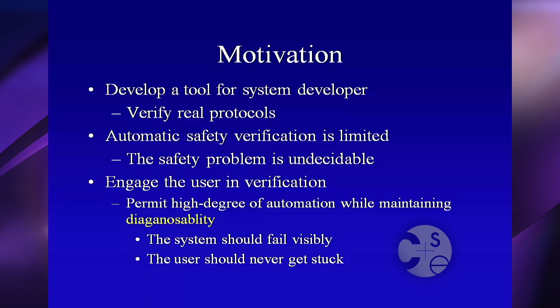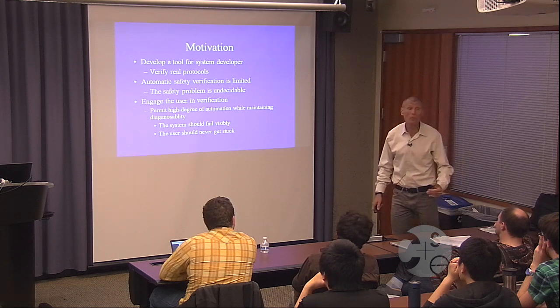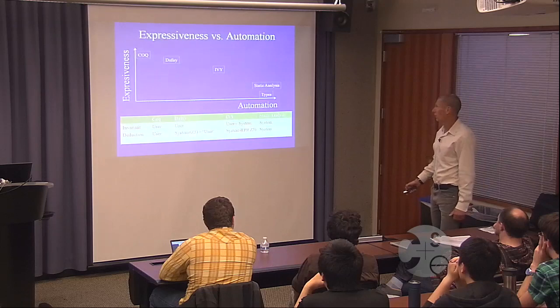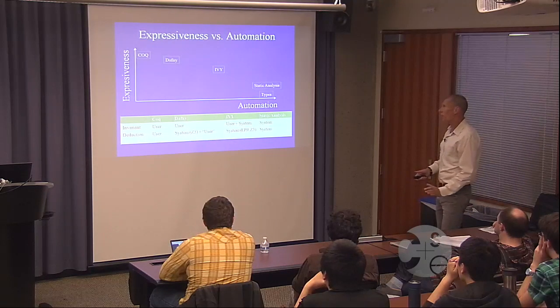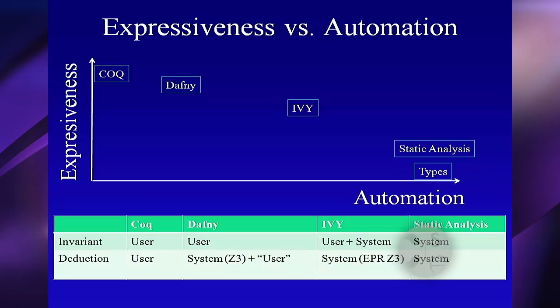And the thing is that we want the system to fail in a visible way, so the user, unlike normal static analysis, will never get stuck. So whenever you want to prove a property, you can prove it. So maybe this is somehow just to show you this from a high-level perspective.